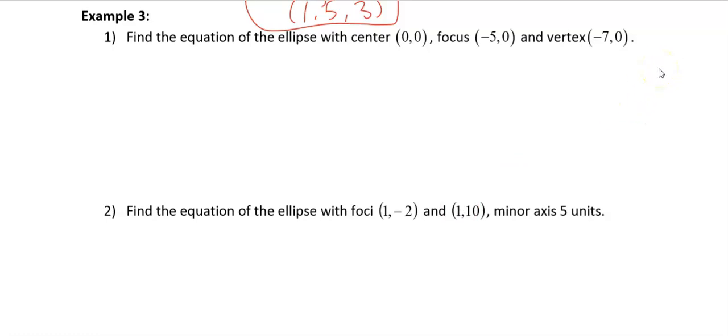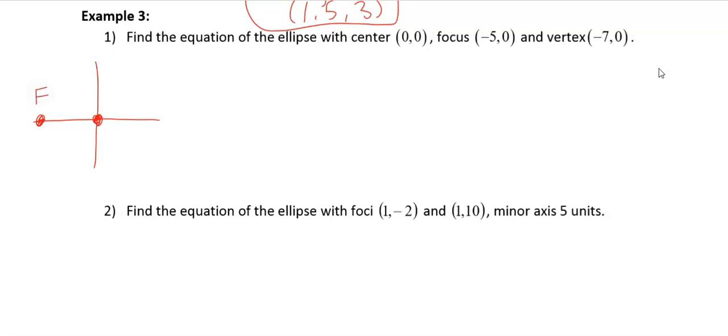Let's try number 1. Find the equation of the ellipse with a center at 0, 0. I'm just going to make a rough graph. In fact, on a quiz or a test, I'd probably include a graph for you here to make sure you get this nice and accurate. So the center is at 0, 0. Okay, kind of like that. One focus is -5, 0, and that's way over there. Okay, so there's one focus. Now remember, that's not the vertex, that's the focus.